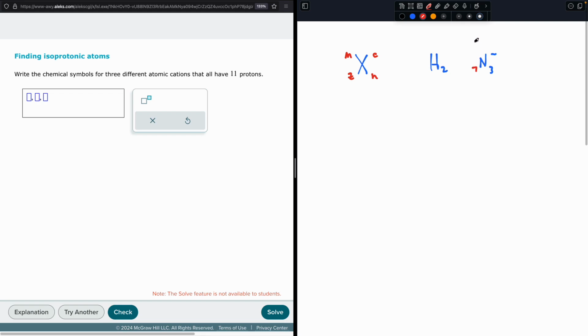So I'm using this notation when I do this. I'm using it because it really helps me think clearly about this. So I'm supposed to write 3 different atomic cations. Okay, so I'm gonna first of all set myself up nicely and say I've got 3 of them, and they're all gonna be cations. So I'm gonna say, well, if they're cations, I'm gonna say +1, +2. I'm gonna go with the simplest ones possible. Okay, and +3. And if they all have 11 protons, then it's gonna be 11, 11, and 11.